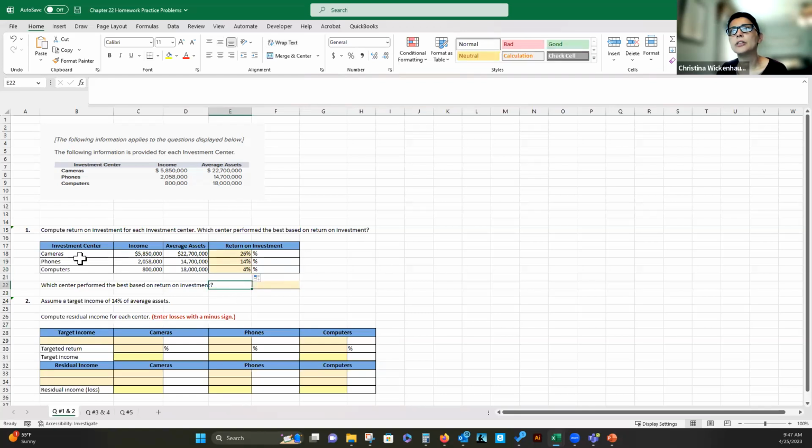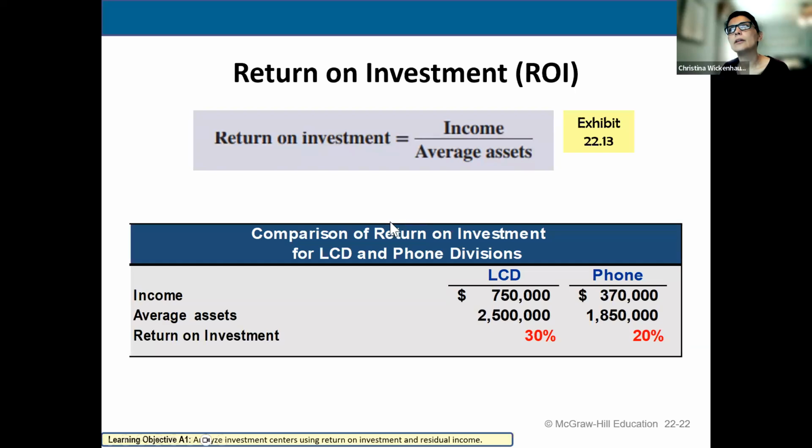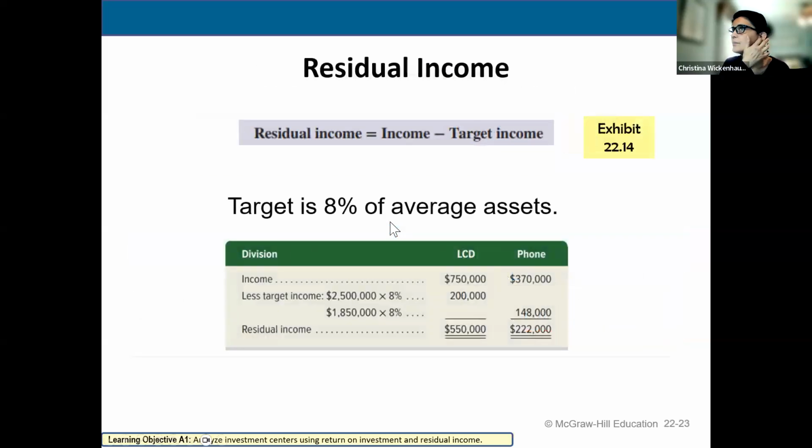So I'm doing a lot better job creating income from my investment in the camera section than I am on the computers. And so they want to know which center performed the best. It was the cameras. They did great. Way to go, cameras. All right. So now we're going to assume a target income of 14%. Well, I think we got to go back to the slides on this. That's okay. Real life, real time learning here, kind of.